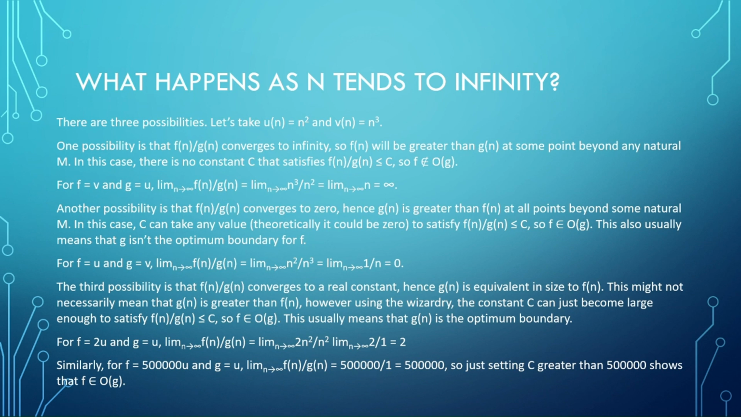The wizardry, that's just an example at the bottom. For f equals 500,000 u and g equals u, we can just set the constant c greater than 500,000. It's relatively stupid. This is why I prefer little o over big O.